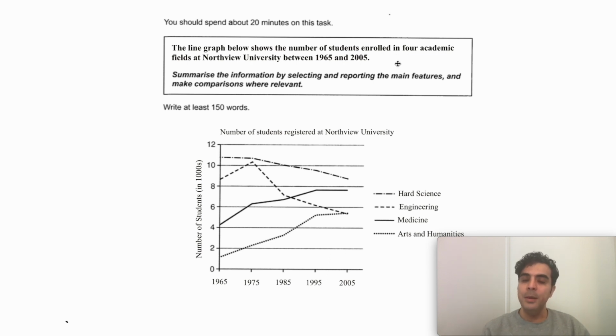We have the part on top, which is always a written prompt. So we have 2 short sentences, 2 short paragraphs describing the task. And then we have the visual chart itself. As you can see, we have to spend 20 minutes on this task, and we're expected to write a response that is at least 150 words long.